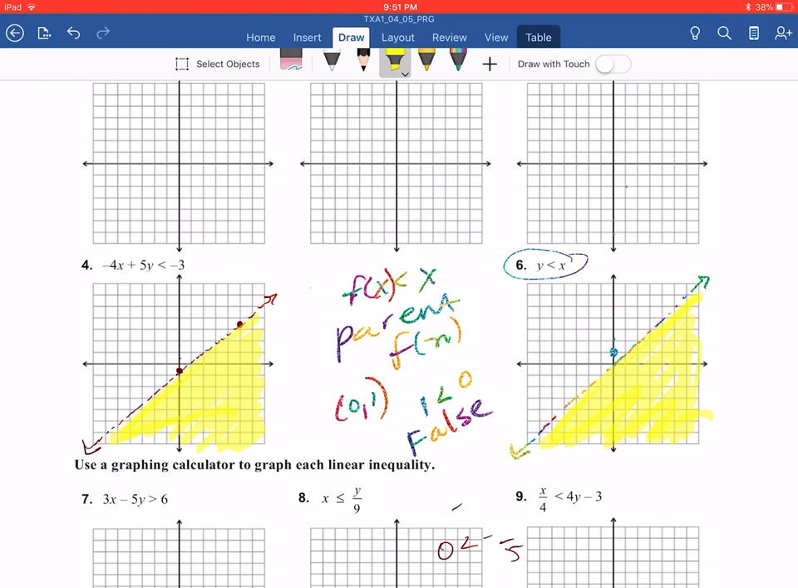And that should hopefully answer any questions that you might have. And again, I'm going to point out any point along here. As long as I don't go anywhere in the shaded region, it is going to be a solution that will make that inequality, y is less than x, true. Anything in this non-shaded region will be false, including the boundary line itself.